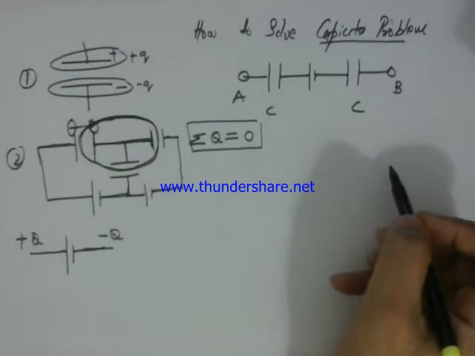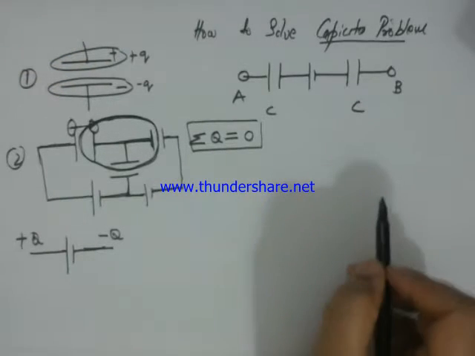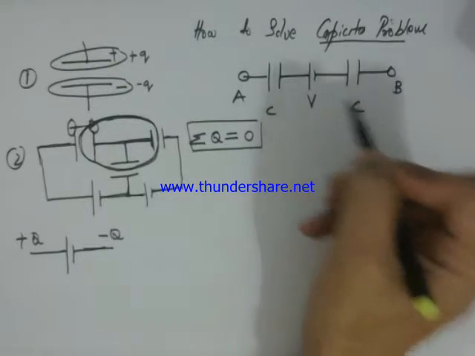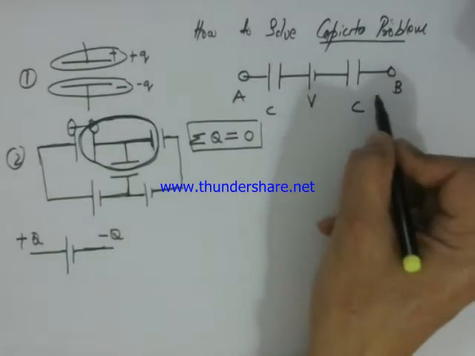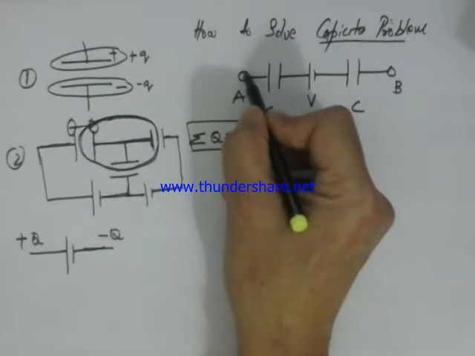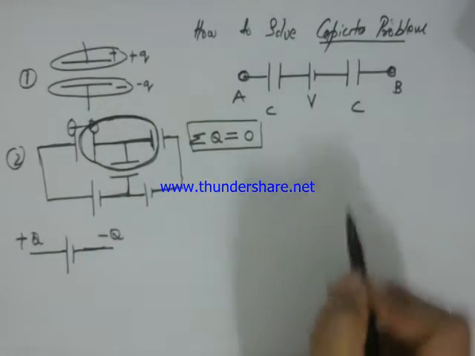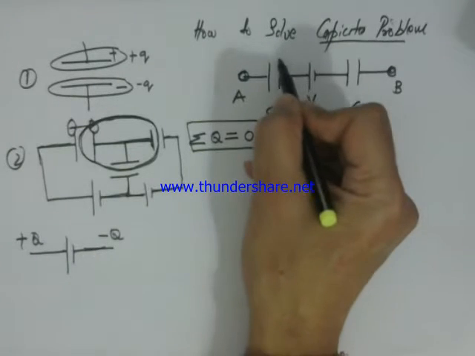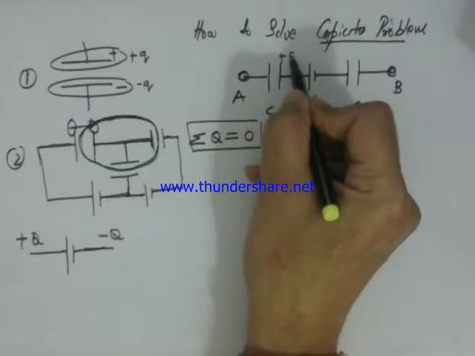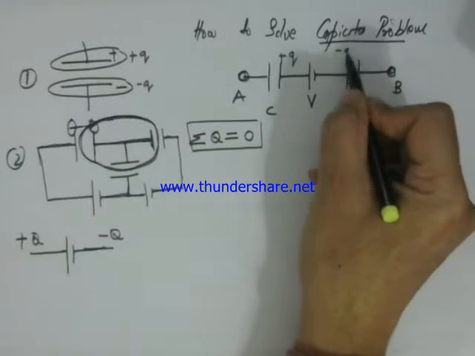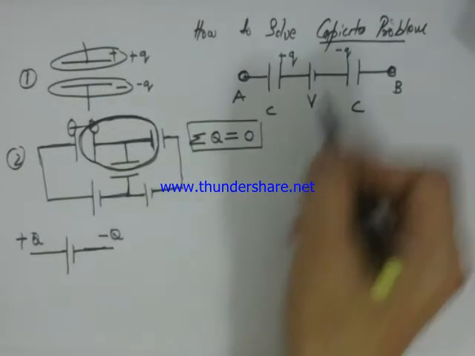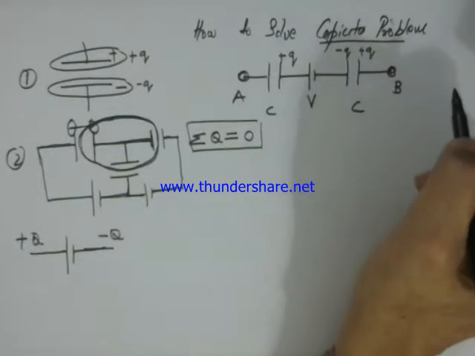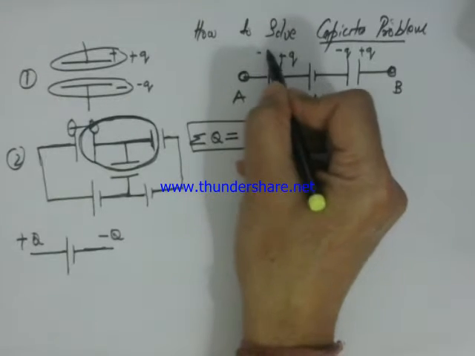Now let us use that concept to solve one of the problems which is there in the Irodov book also. Let V be the voltage of this battery. It is connected to two capacitors. We have to find the potential difference between point A and B. Now apply that concept. Suppose the battery gives plus charge here, so it will give minus charge here. Plates will have equal and opposite charge, so this plate will end up having plus Q. This plate will have minus Q.